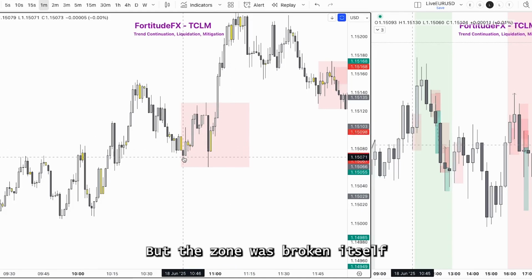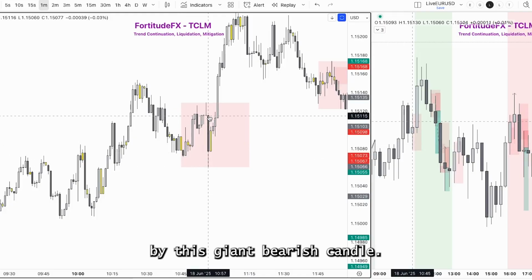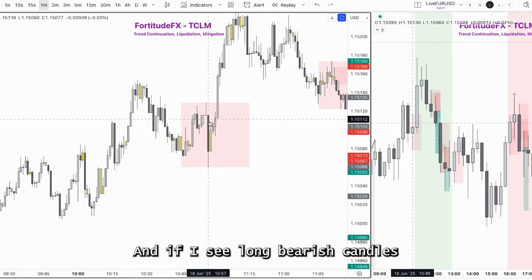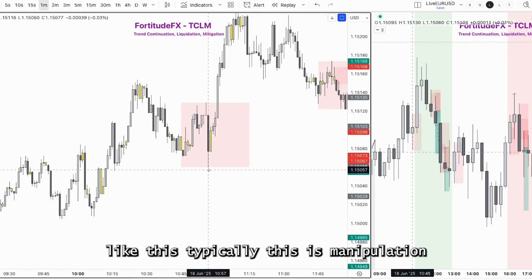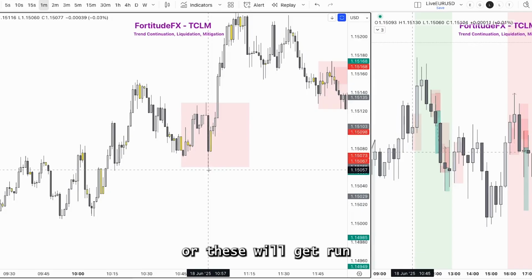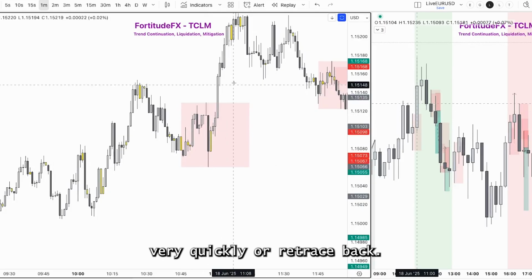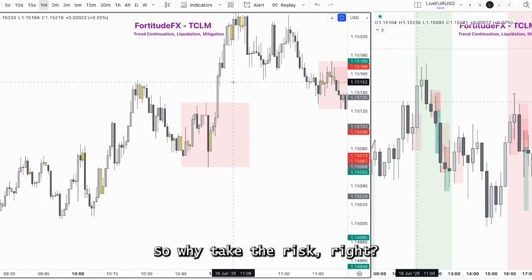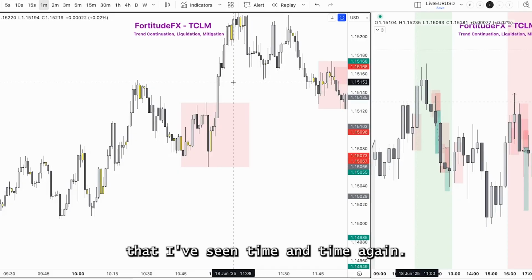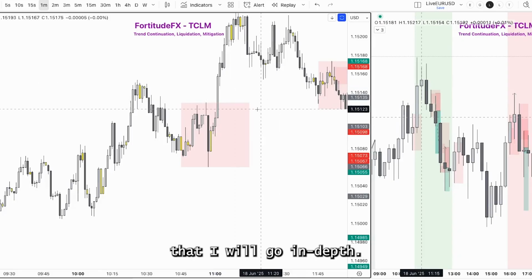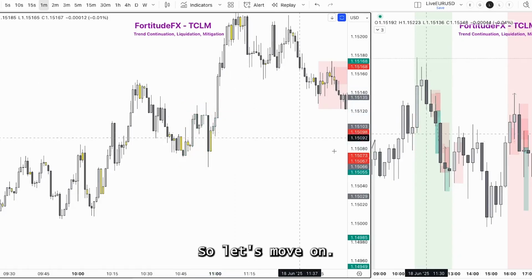This would be the zone, but this zone was broken itself by this giant bearish candle. And if I see long bearish candles like this, typically this is manipulation, or these will get run very quickly or retraced back. So why take the risk, right? I want to look at high probability setups that I've seen time and time again, and I know there is an edge. If I see that setup, I will blindly take those, and there are some setups today that I will go in depth on. So let's move on.